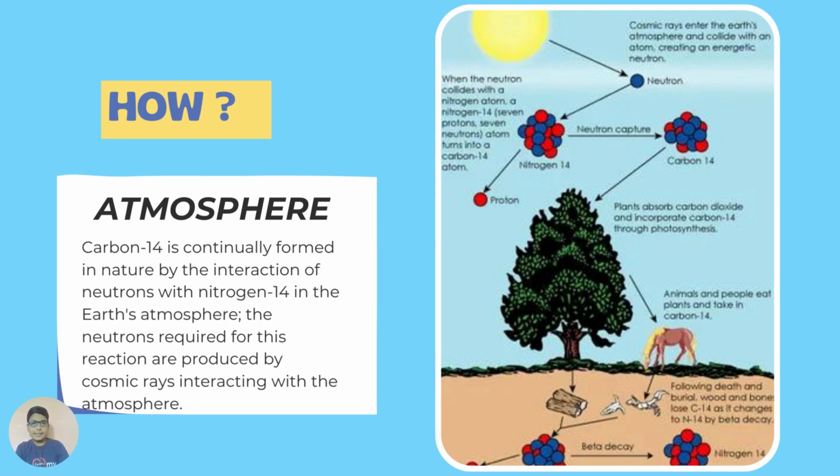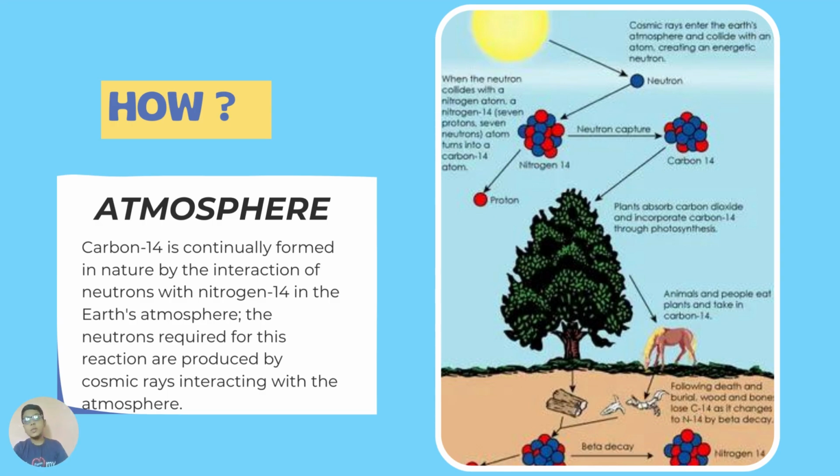Let me explain this in simple terms. Here I have given an image in front of you. Cosmic rays enter the Earth's atmosphere and collide with an atom, creating an energetic neutron. I think you must have an idea about atoms, electrons, protons, neutrons. Electrons are negatively charged, protons are positively charged, and neutrons are neither positive nor negative.